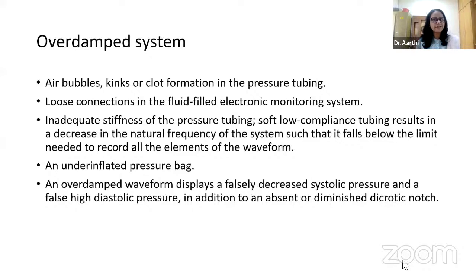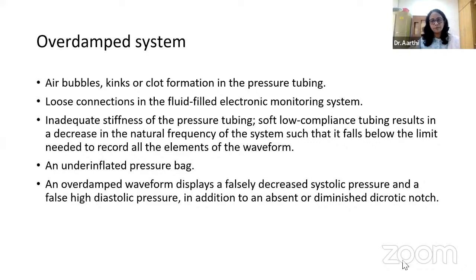If the pressure bag is less than 300 millimeters of mercury, this also causes overdamping of the system. What happens with overdamping is that the blood pressures are read falsely low. Systolic blood pressure is falsely low, and the diastolic blood pressure is falsely high. The mean arterial pressures are usually not changed.